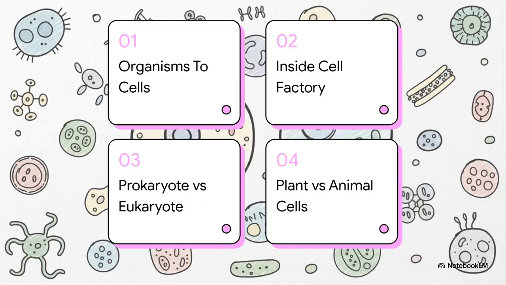Here's our quick tour map for today. First up, we'll go from organisms to cells. Then we'll head straight inside the cell factory. Compare prokaryotic versus eukaryotic models. And finally, contrast plant and animal cells. Let's get right to it.